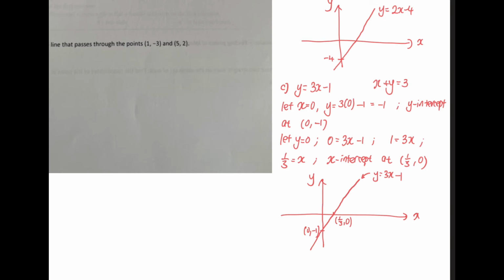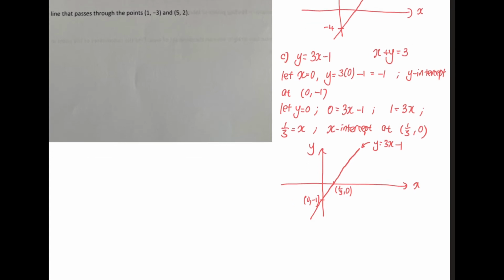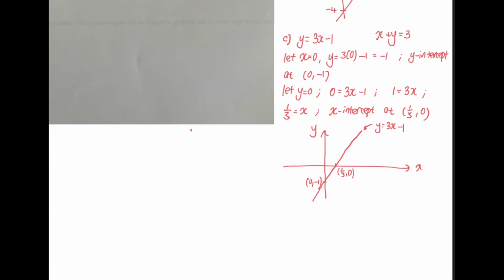So now let's do the same thing for the other equation. Let's say I do it down here: x plus y equal to 3. I'm using the intercept method again, where I let x equal to 0. So imagine I put 0 here. Then I get y equal to 3. So this is my y-intercept.